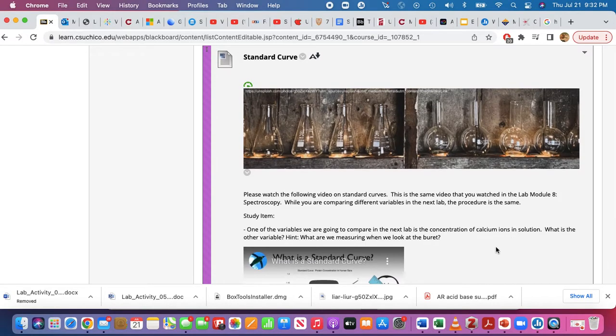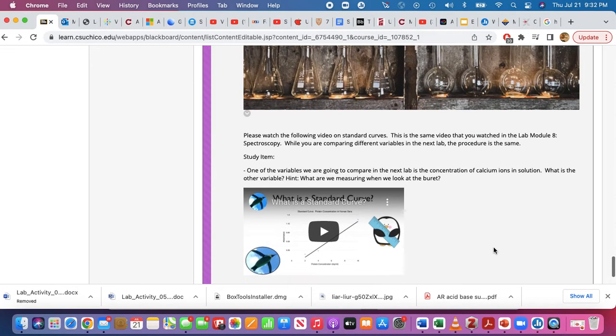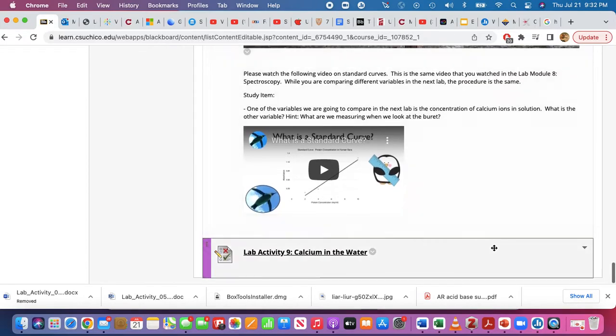So finally here we have some review of how to use a standard curve. Now in the previous lab, lab 8, they used a standard curve to determine the concentration of an unknown. They were just using a different laboratory technique. We're doing the same thing in this lab. The procedure is exactly the same, so this should be review.